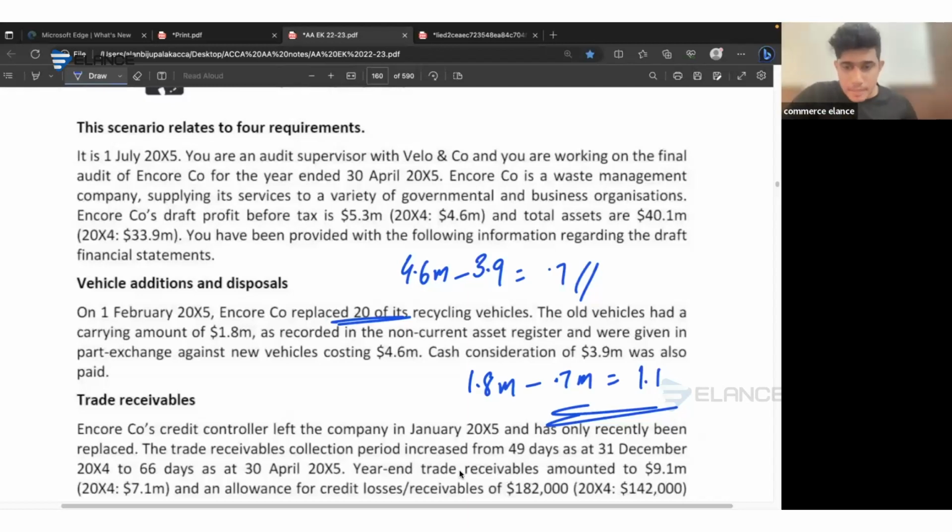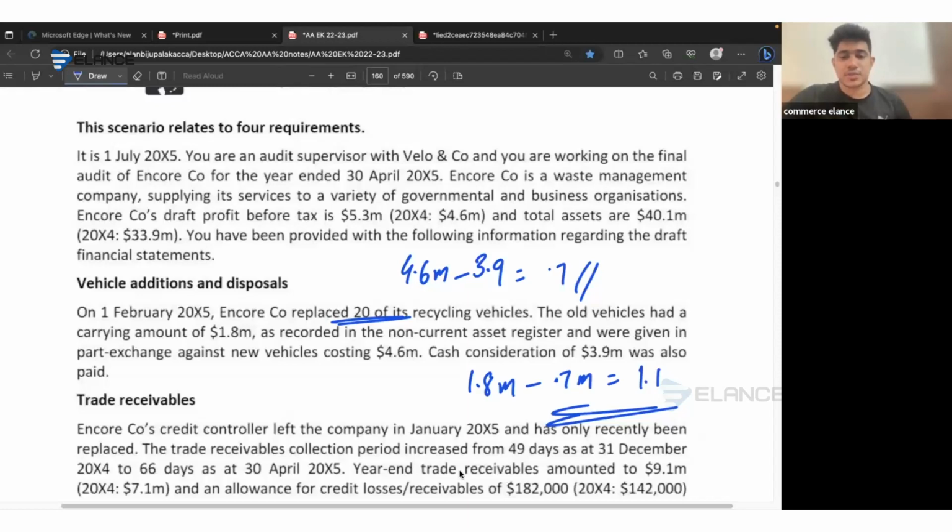Yes, sir. The next one: they have told us that they have assets worth 1.8 million, which they have sold for 0.7 million, so the assets were disposed at a loss. What can you do in this case? Recalculate the loss on disposal. Okay, you can recalculate the loss on disposal of 1.1 million, and agree it to the trial balance and statement of profit or loss to confirm the mathematical accuracy. Clear?